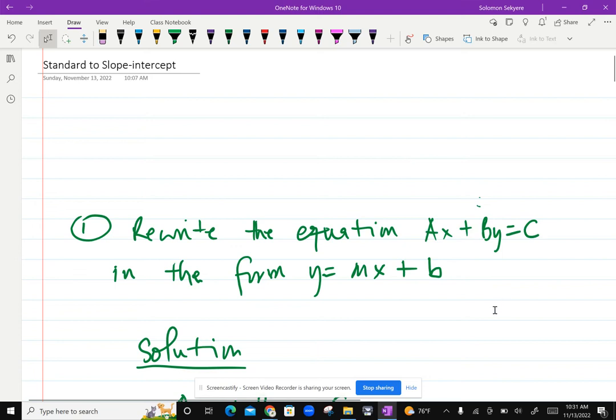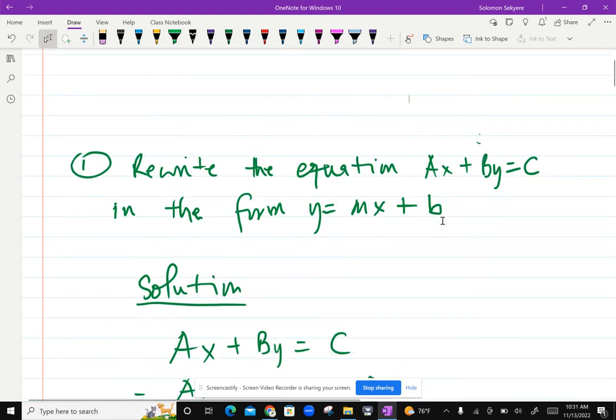Okay, this is going to be a quick video on how to convert from the standard form to the slope-intercept form. The standard form of a linear function is ax plus by equals c. A, b, and c are integers, and the greatest common factor of all of them is one. So that is the standard form.